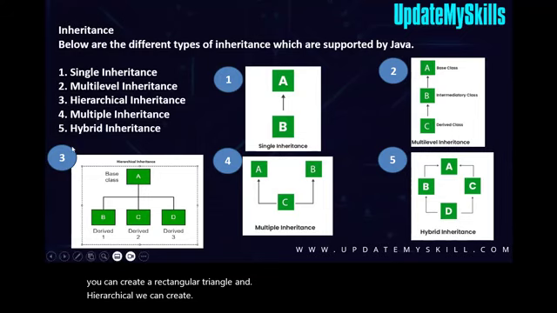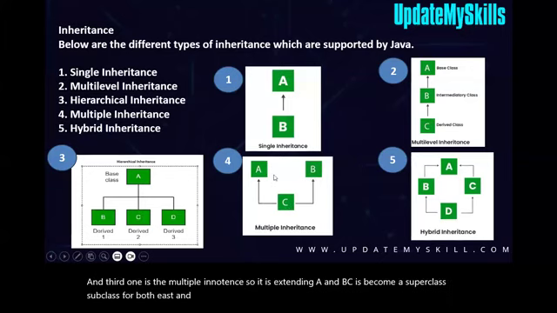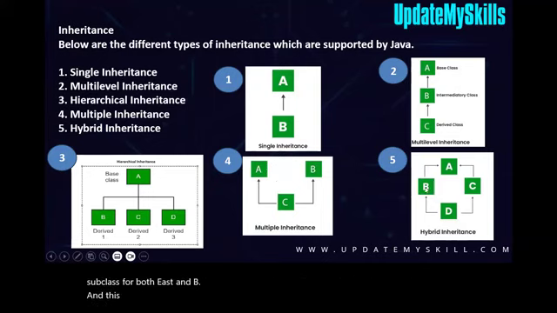And the next one is multiple inheritance. So C is extending A and B, so C becomes a subclass for both A and B. And this is hybrid inheritance: B is extending A, C is also extending A, but D is extending both B and C.